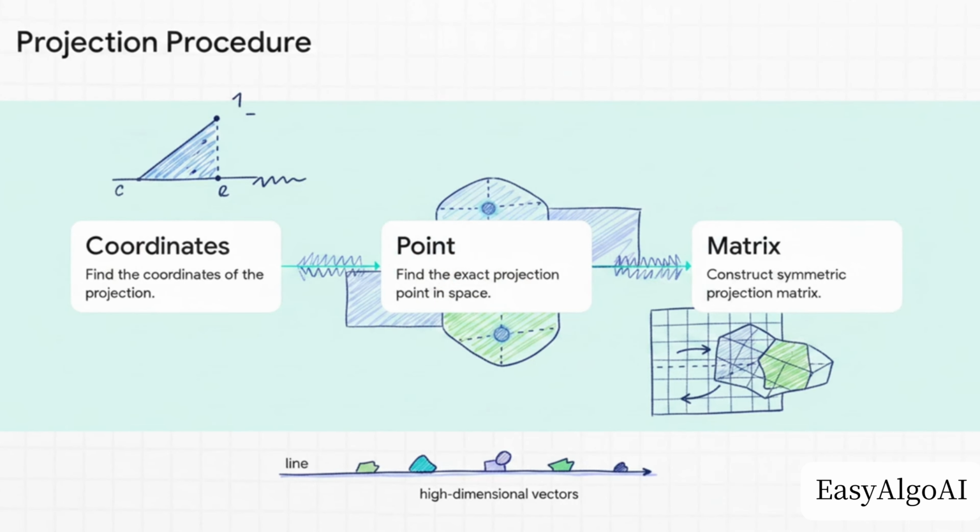Now, to actually compute this shadow without getting bogged down in dense mathematical notation, we can break the algebra into a totally digestible three-step procedure. First, we find the coordinates, basically asking how far along the line does the shadow actually fall. Second, we find the exact projection point itself in space. And third, we construct the symmetric projection matrix. Think of this matrix as the actual code the computer's going to use. It acts as a mathematical machine. You feed it any high-dimensional vector, and it instantly crushes it down into the perfectly correct shadow on your line.